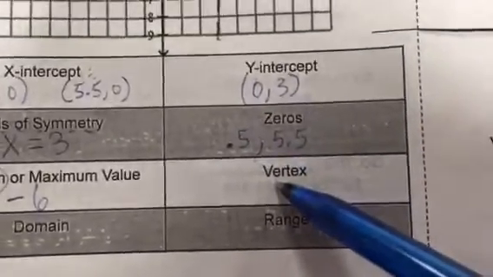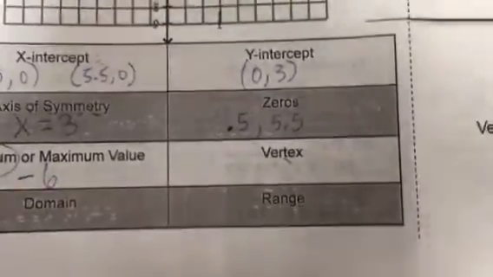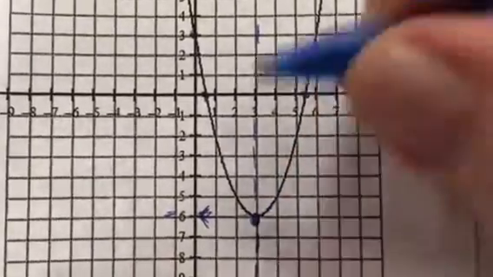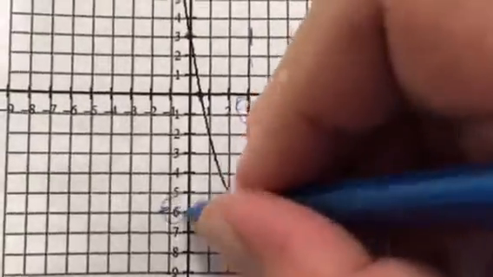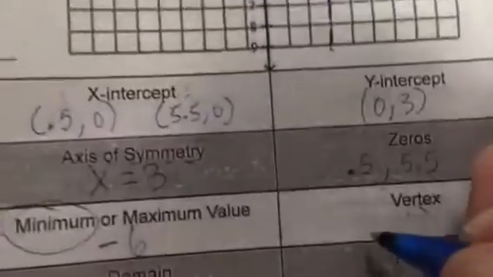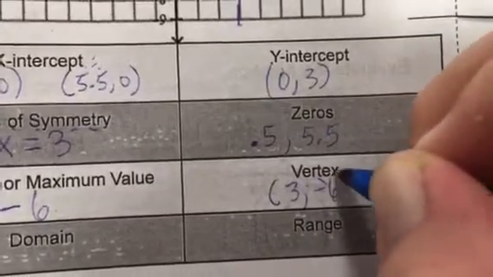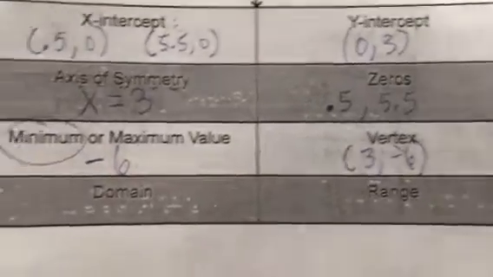The vertex. The vertex is the ordered pair of the highest or lowest point. We already determined that this was the lowest point of the graph. So this ordered pair will be the x number and the y number in parentheses, 3 and negative 6. And that gives us our vertex.